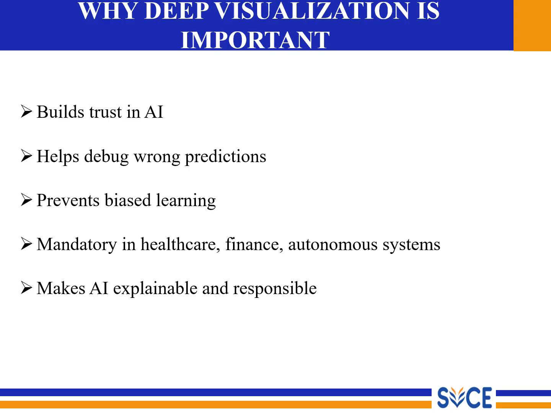In critical domains like healthcare, finance, and autonomous systems, explainability is mandatory. Without it, AI systems can't be safely deployed. So explainable AI ensures that the models are not only accurate but also transparent and accountable, right?